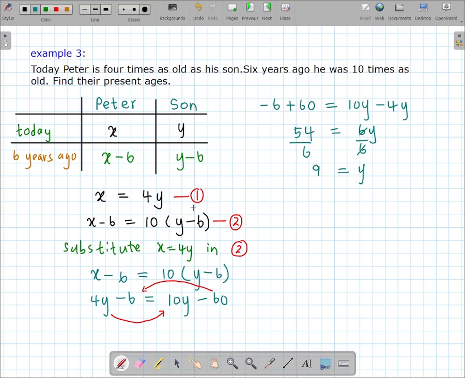So y equals 9. So we need to find x. How do you find x? In equation 1, we have x equals 4 times y. So I write x equals 4y. Instead of y, I have to put 9. x equals 4 times 9, 36. x equals 36. So x is father's age, present, that is 36. Son's age, that is 9. Peter's age, that is 36. Son's age, that is 9.